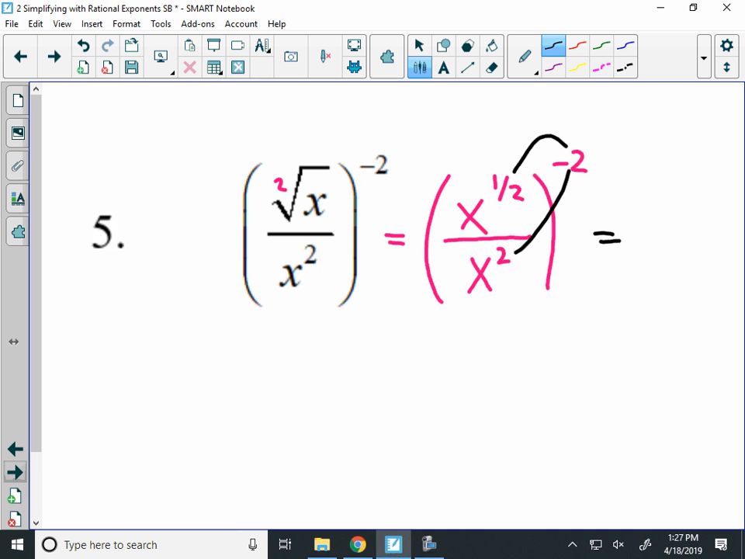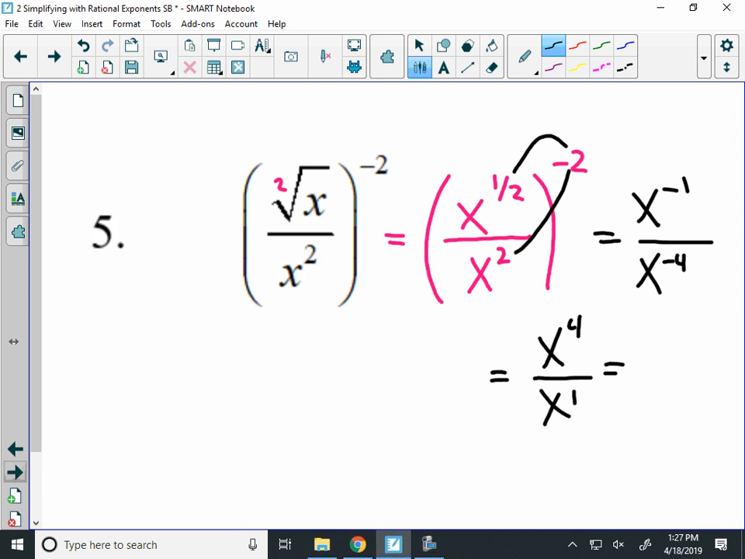Negative 2/2, which is negative 1. Okay, and then what's 2 times negative 2? Negative 4. What do you want to do next? There's a couple ways you can go. What do you want to do? Flip them. They're both negative. Flip their location. X to the 4th over x to the 1st.